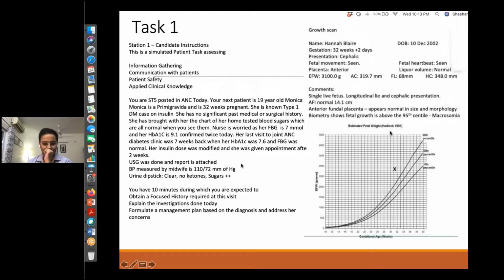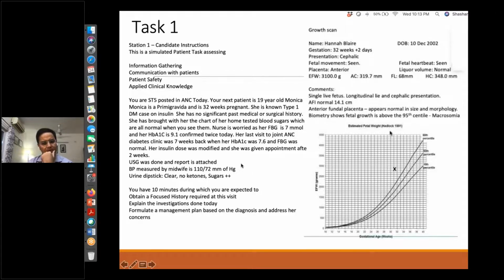It shows that the baby is a single live baby. The head is in the down position, and the fluid around the baby is normal, but the baby is showing 95th centile. That is, the baby is one of the highest weights, at the 95th centile of babies.